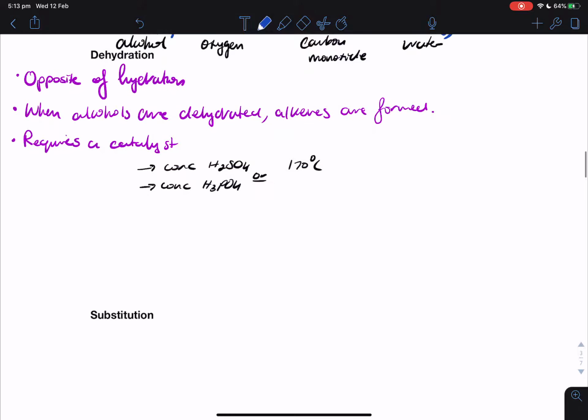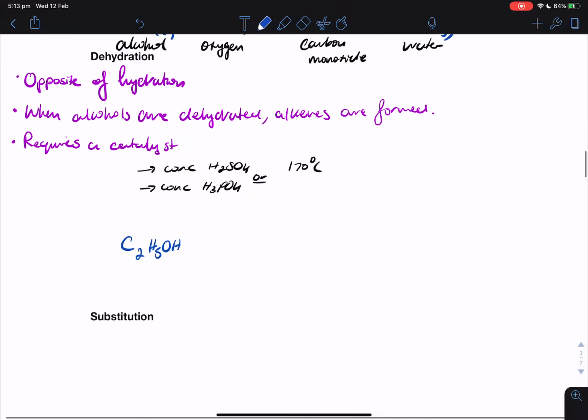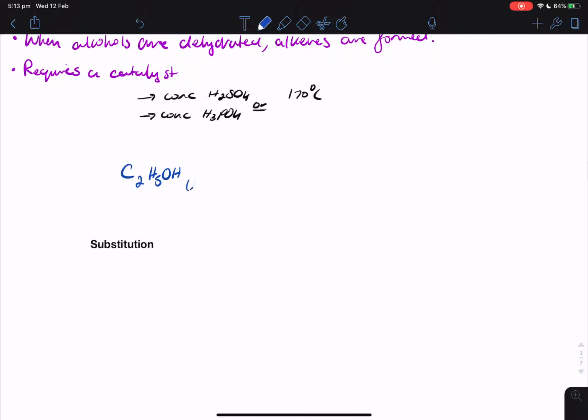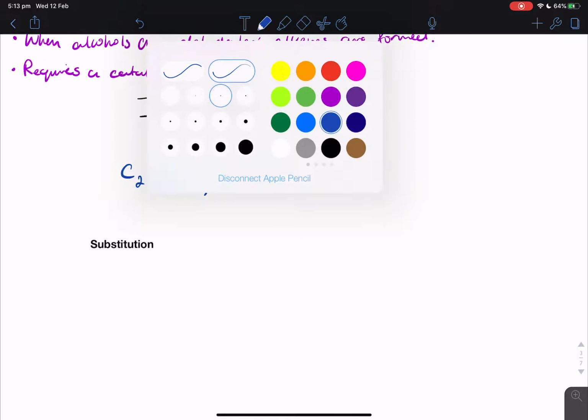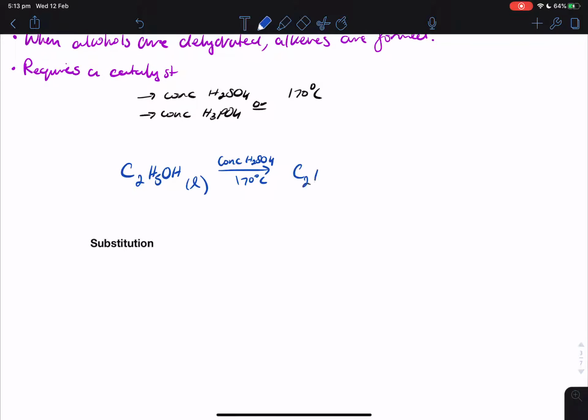So let's write out the equation. C2H5OH. I love my ethanol, so we're just going to use ethanol again here, and it's a liquid. Make sure we put our catalysts. We have concentrated H2SO4 because it's very common. Okay, and then with hydration we add water. With dehydration, obviously we're going to be releasing water. So we're going to have our ethene because we're dehydrating an ethanol, and we're going to get our water molecule. Okay, so that's basically our dehydration.